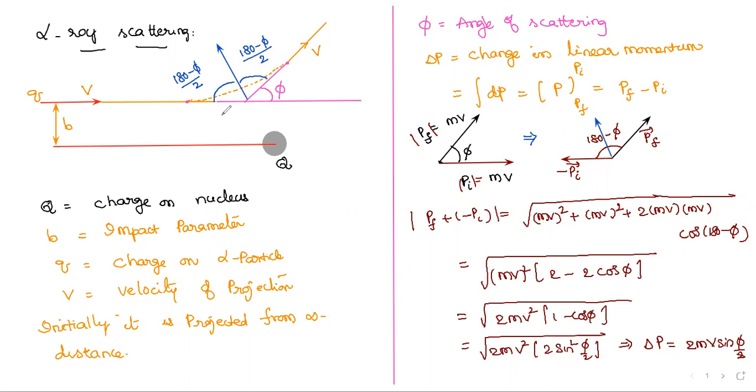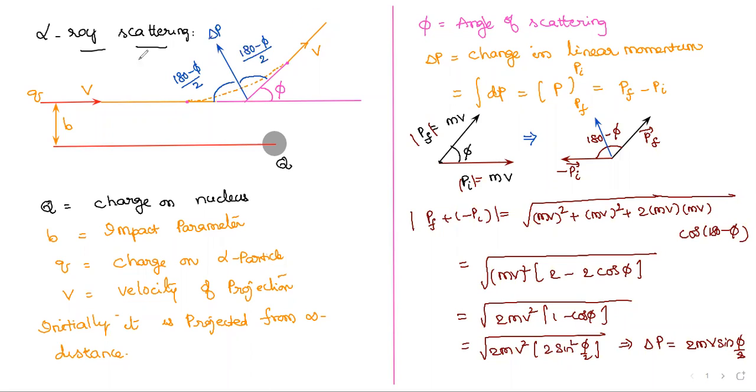Okay, from here you can say, this is what I said, delta P, finally the resultant change in linear momentum. So this is the final change in linear momentum. Why don't you fix it as one reference line?